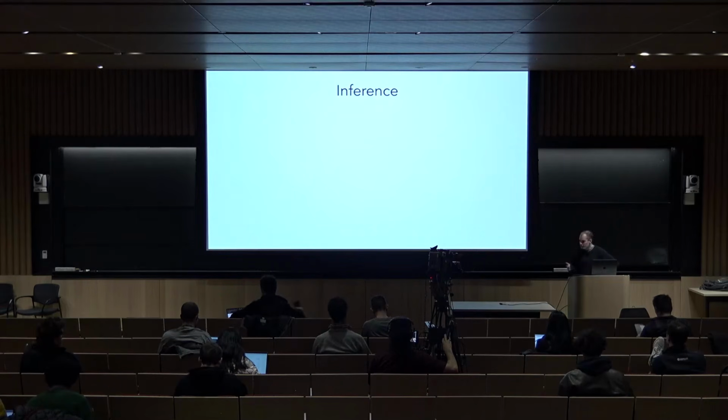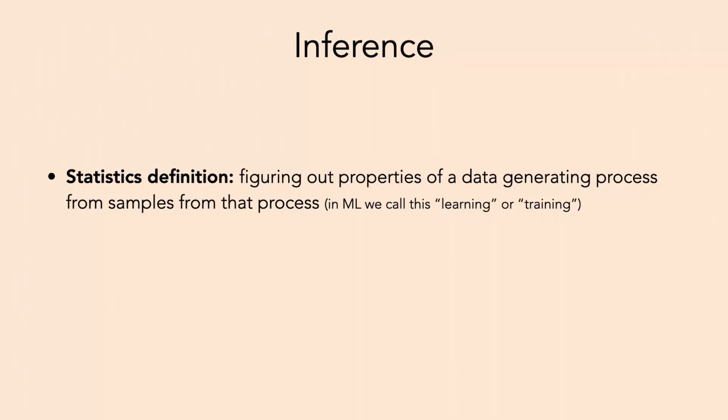So inference, what is inference? Okay, this is a little confusing if you have taken a statistics class, because the definition of inference in statistics is different than in machine learning. The statistics definition is that inference is about figuring out properties of a data distribution from samples from that distribution, or figuring out properties about a data generating process. Maybe it's not characterized as a probability distribution, but some generative process, trying to figure out properties of that process from samples from that process.